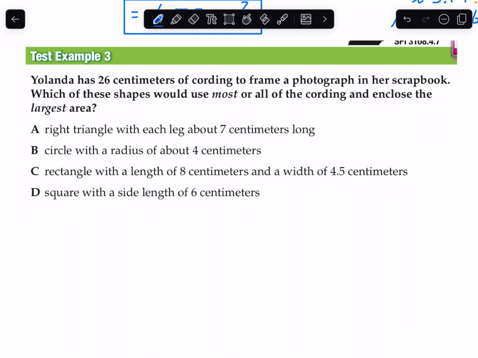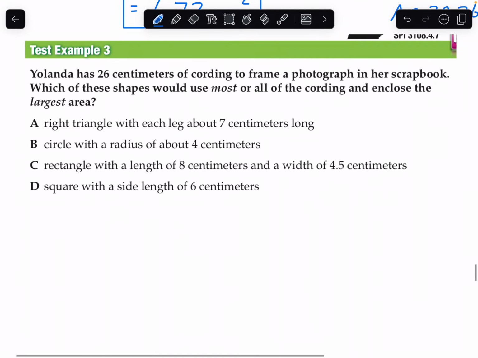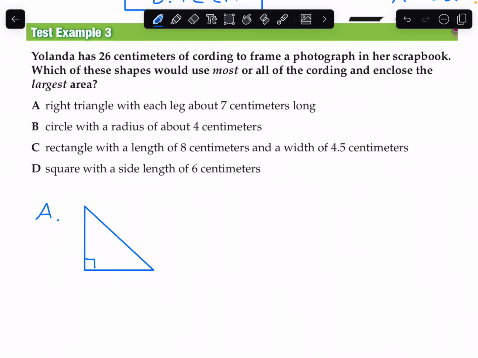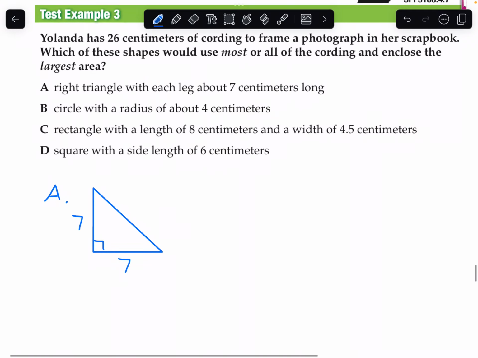You know what? Let's start drawing these. Which shape would use the most cording to get the largest area? Okay, so we want to use, if your perimeter here, let's start with the first one. A would look like this. It would be a right triangle. Each leg about 7 centimeters long, and you'd have, let's see, 7 plus 7 is 14.